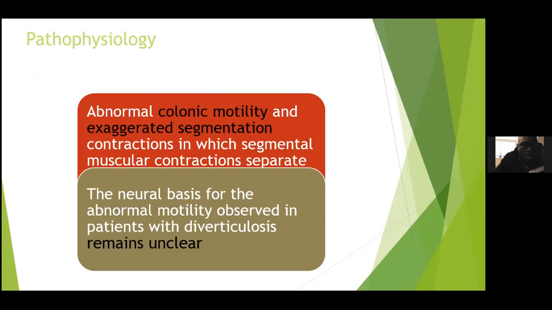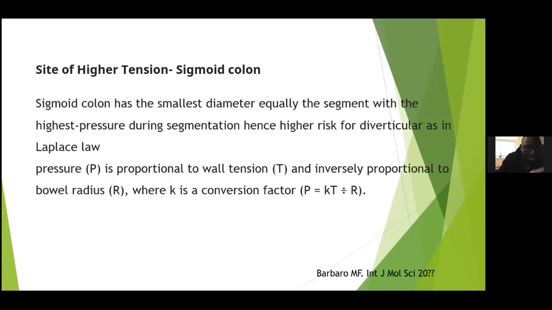As part of the pathophysiology, there have been many theories, but the key thing we need to remember is that it is said to be due to colonic motility disorders, because of exaggeration of the segment when it contracts. There's also a possible link to neural issues, but the exact mechanism of how it causes diverticular disease is not very clear.